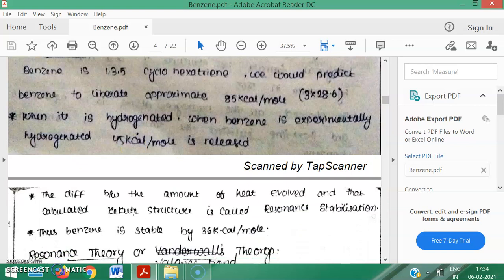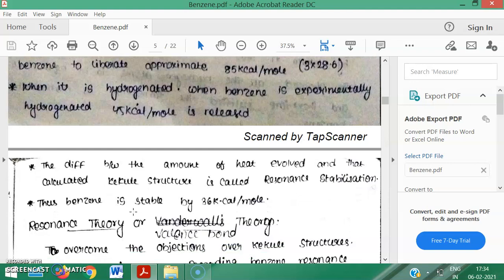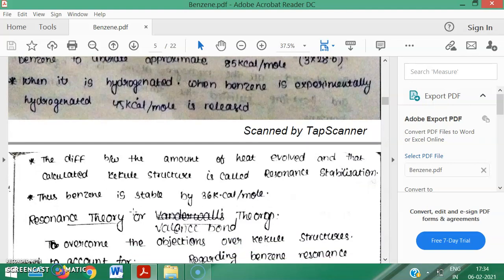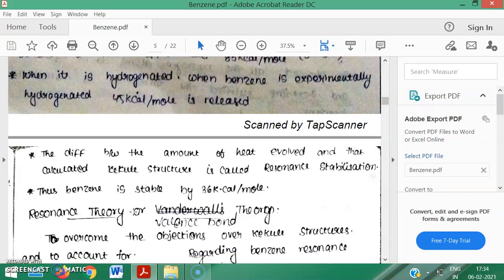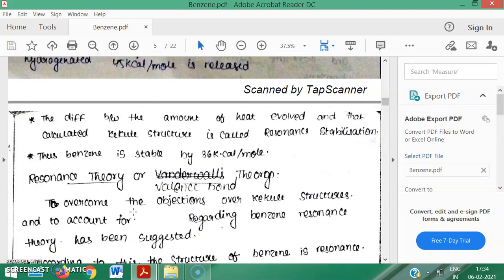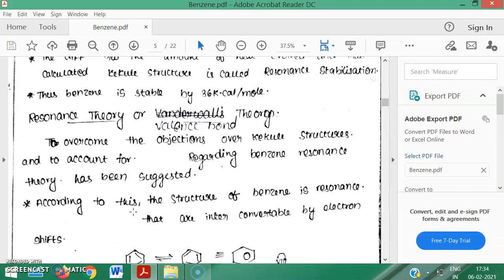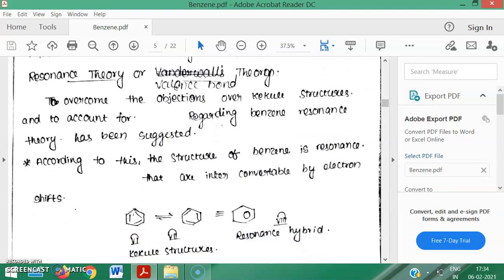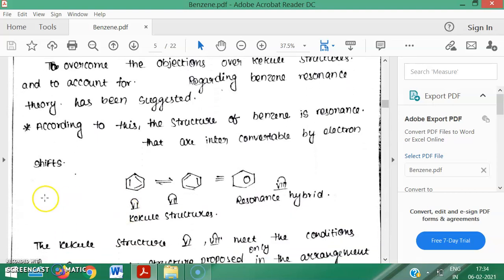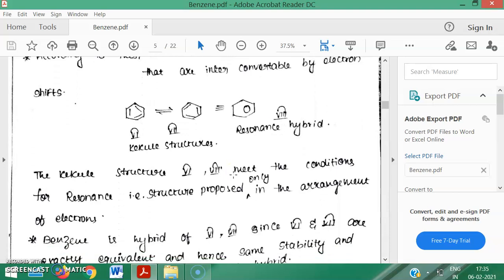The difference between the amount of heat evolved and the calculated Kekulé structure value is called resonance stabilization. Benzene is stable by 36 kilocalories per mole. Resonance theory, or valence bond theory, has been suggested to overcome the objections over Kekulé structures and to account for the stability of benzene. According to this, the structure of benzene is a resonance of structures interconvertible by electron shifts. These two Kekulé structures are interconvertible and the final structure is proved by this. So that's why only 1,2-dibromobenzene is formed, not 1,6. Only three structures can be formed. So by this it can be proved.